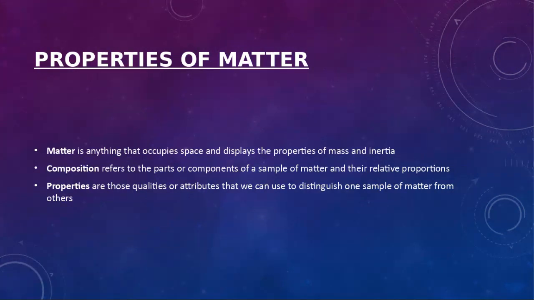For example, matter. Matter is anything, we can say, that occupies space and displays the properties of mass and inertia. They have some volume and mass and shape, and we can call this matter. And the second term is composition, and composition refers to the parts or components of a sample of matter and their relative proportions. For example, we can say water. Water has 2 hydrogen and 1 oxygen elements, and they combine in some proportion.